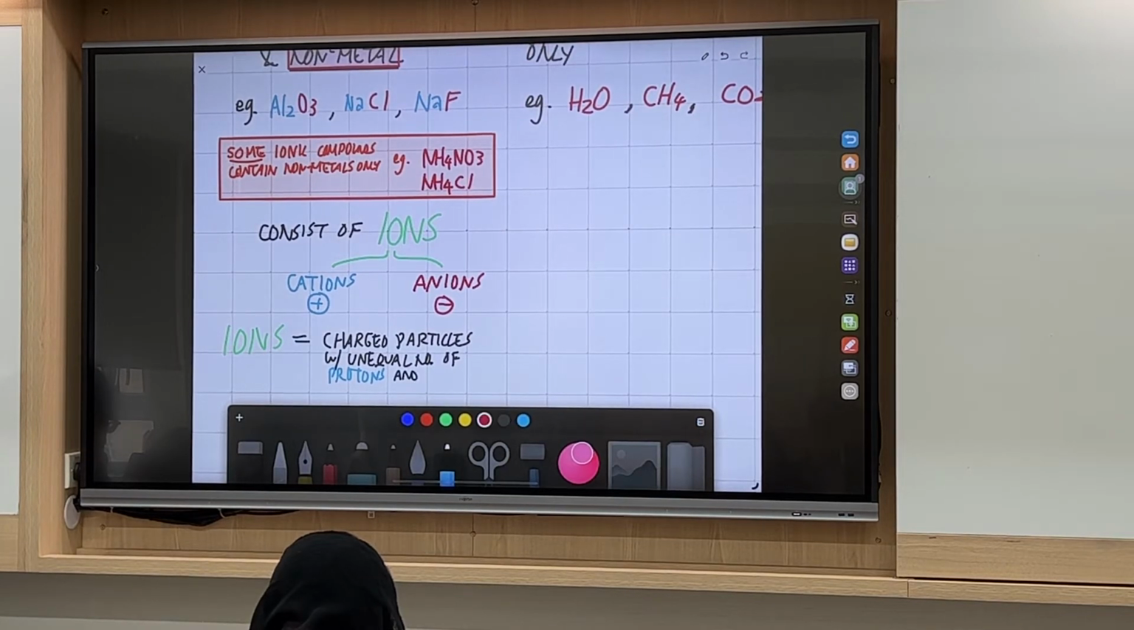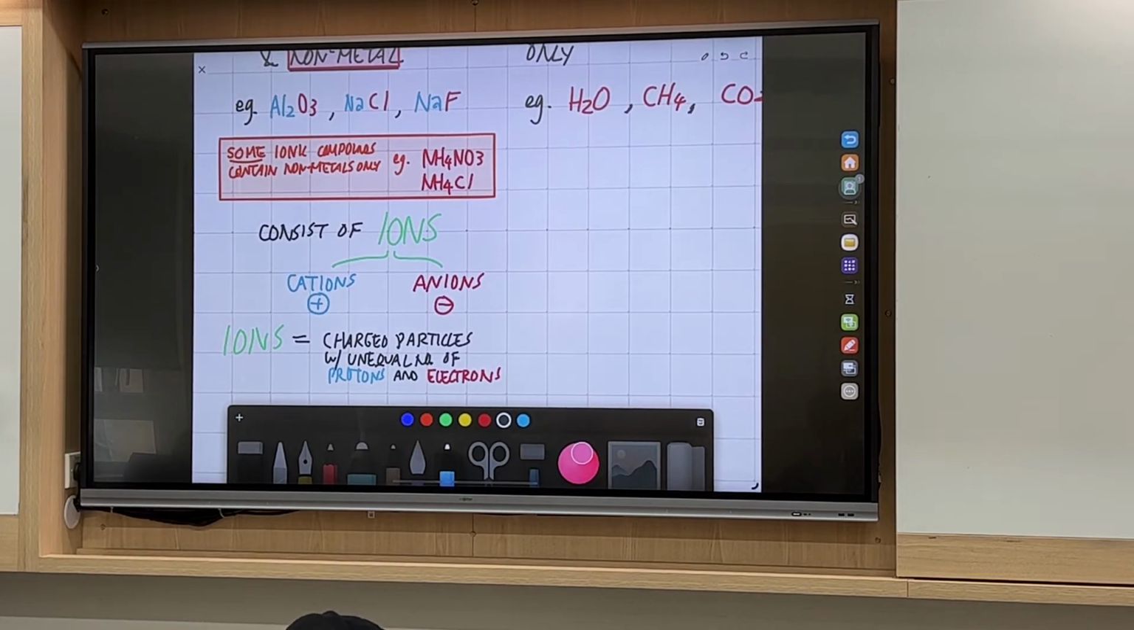So protons and electrons, yeah, you may need to write a bit small. Okay, so let's squeeze everything in this blank. So write down: ions are charged particles with unequal number of protons and electrons.